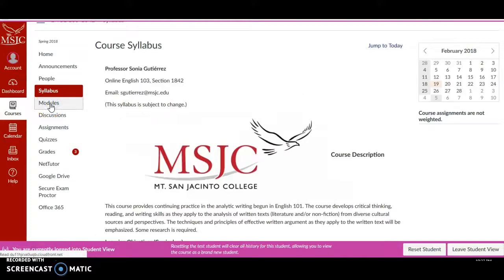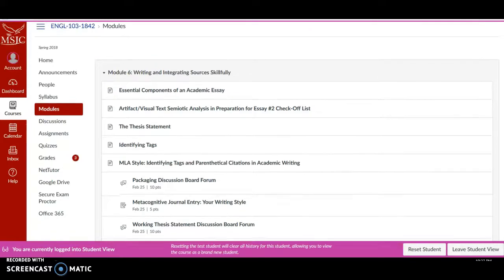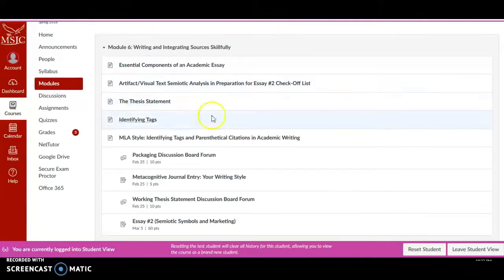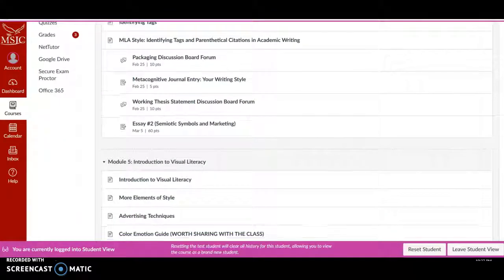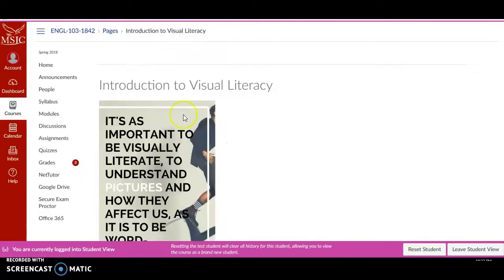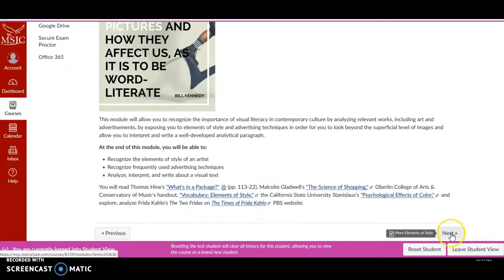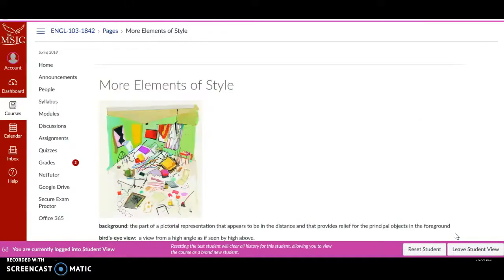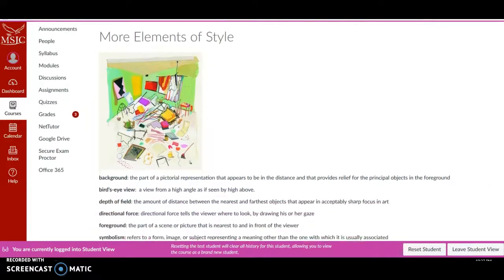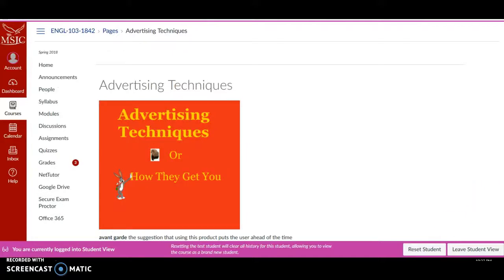So this next tab is for modules. Right now we're on week 6 for Mount San Jacinto, and this is what they're going to be reading, and these are their assignments. So let me show you, for instance, this week for Module 5, we have the introduction to visual literacy. They had to read this information, and mine's just the old way: they click on to the next page, they read it, and then they go on to this one.